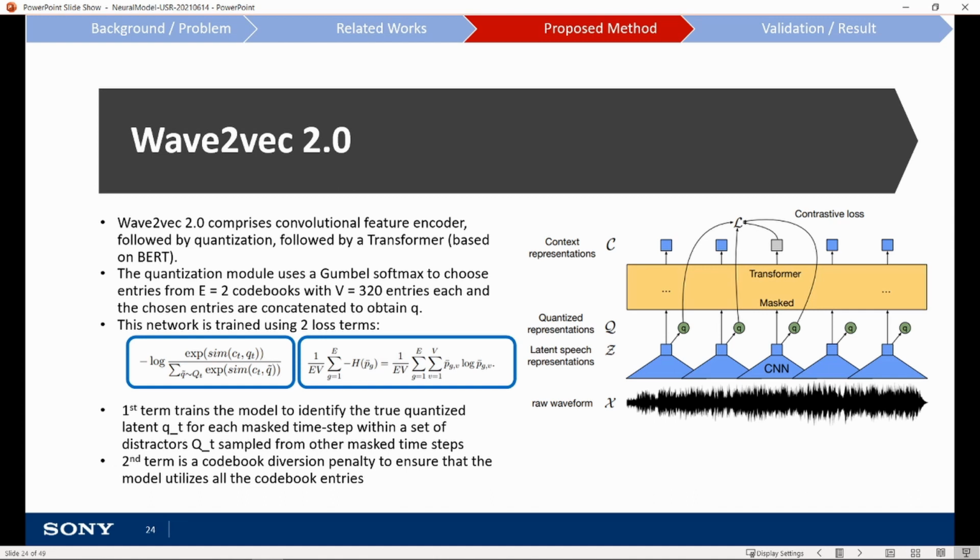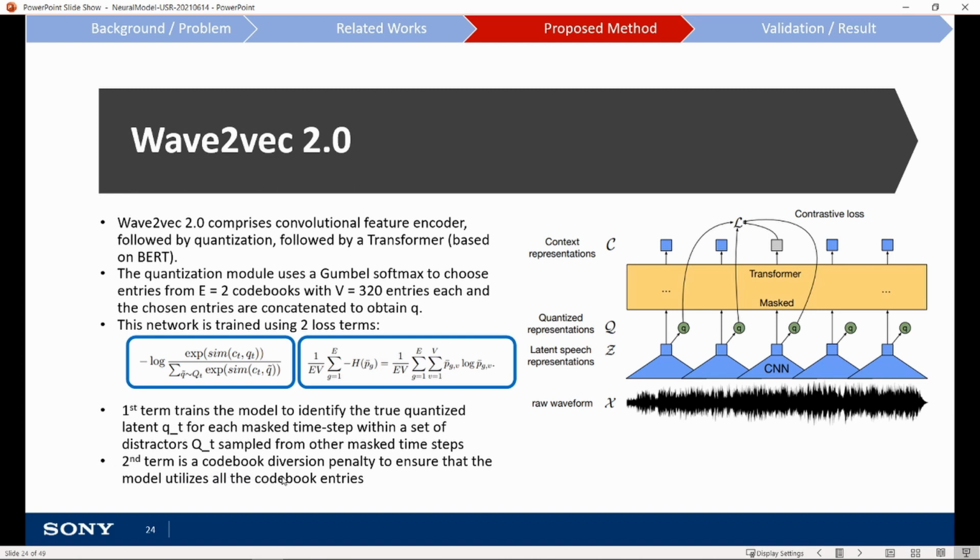The first loss term trains the model to identify the true latent qt for each masked timestamp from a set of distractors. As you can see in this diagram, given this context and these Qs, this Q acts as the true qt and these belong to the set of Q tilde.